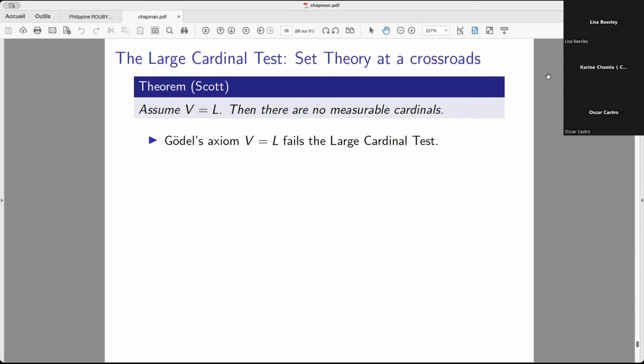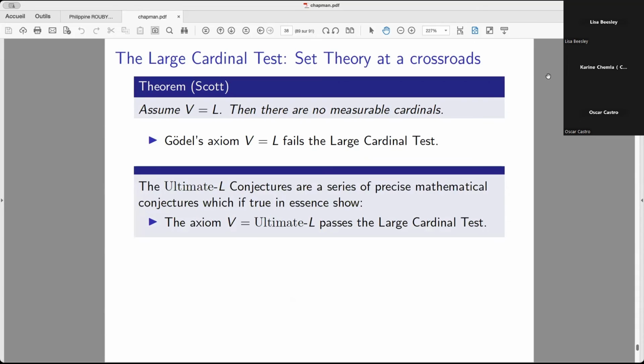Okay, so the large cardinal test, set theory at a crossroads. If you assume V is equal to L, there are no measurable cardinals. Gödel's axiom fails the large cardinal test. There's now a very specific set of conjectures. These are the ultimate L conjectures. These are precise, falsifiable statements, or verifiable, depending on which one.